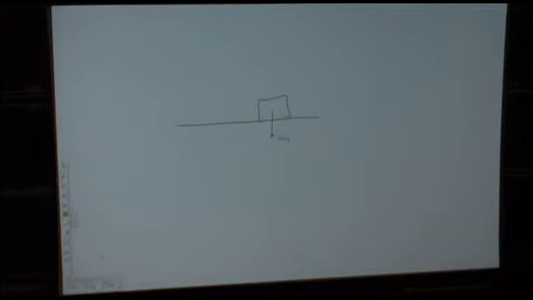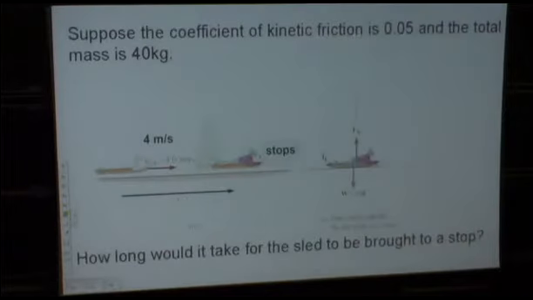Still gravity, still normal, still friction. But if we don't apply any force, there is no applied force. So the net force is not 0, but the net force now points to the left, it slows it down, and eventually it stops. But not immediately. It takes some time. It always takes some time. Like in this problem.